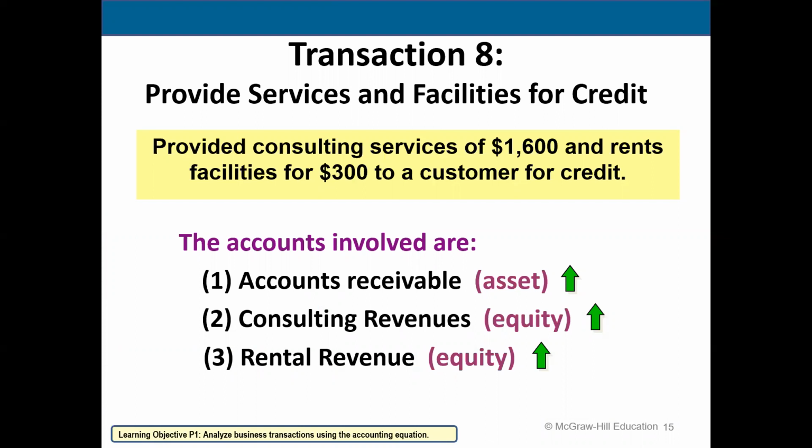So in this case, we're going to have an asset called accounts receivable. It's a special asset. That means we didn't get paid cash, we got paid the promise of payment in the future. Someone's going to pay us later. So whenever someone owes us money, they're going to pay us later, we'll call that accounts receivable. And then we'll record our revenues for the money that we've earned.